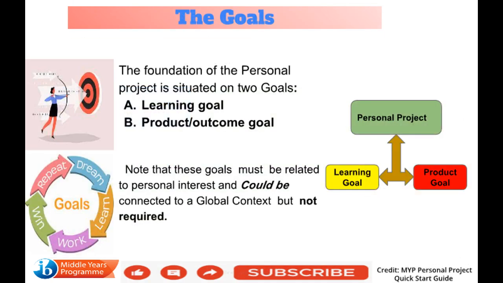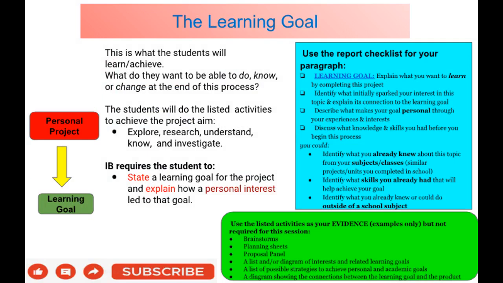The goals. The foundation of the personal project is situated on two goals: the learning goal and the product/outcome goal. Note that these goals must be related to personal interest and could be connected to a global context, but it is not required. The learning goal: this is what the students will learn or achieve. What do they want to be able to do, know, or change at the end of this process?